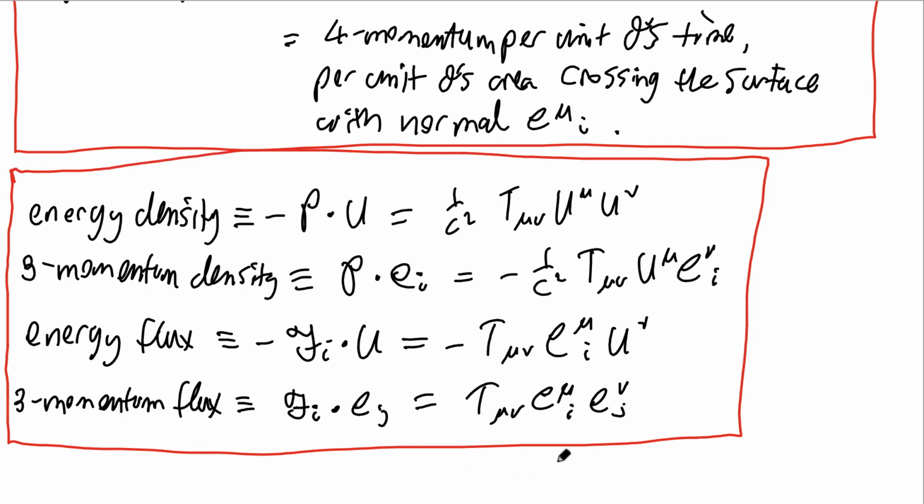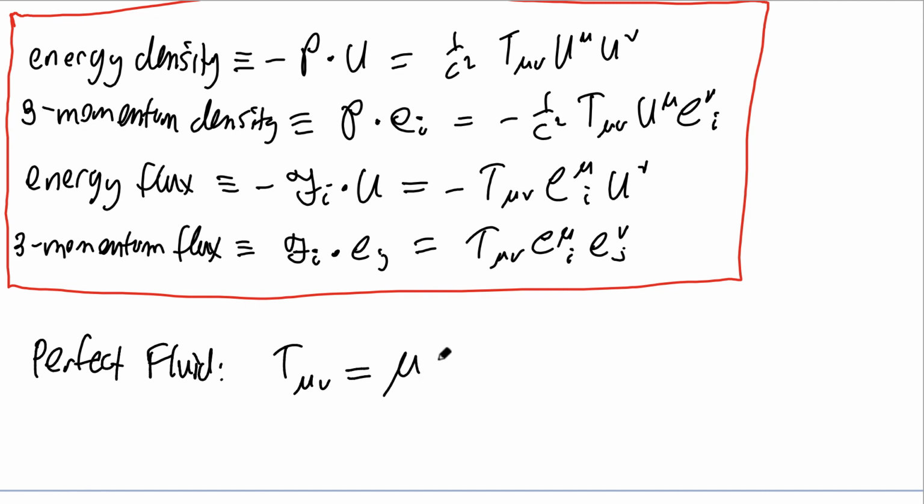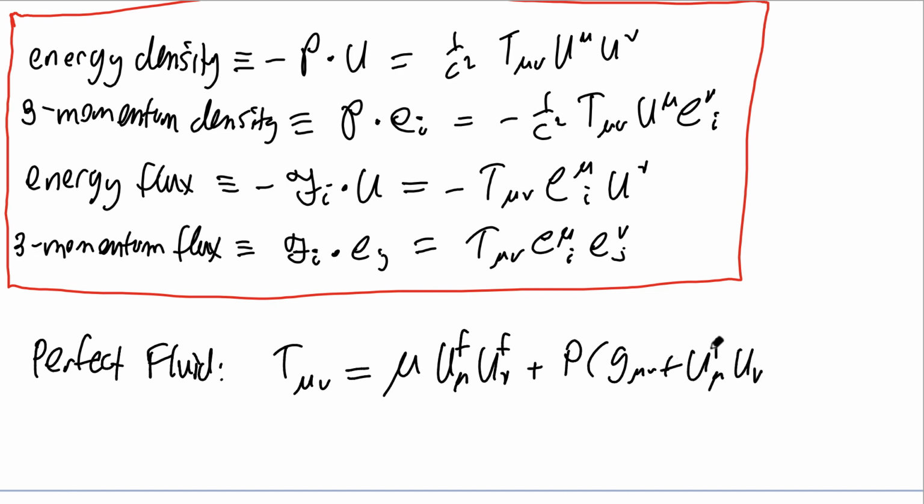What I'd like to do next is spend some time working through a specific example to help make sure these definitions make sense. So recall that a perfect fluid has stress-energy-momentum tensor given by the mass density μ times u^μ u^ν, that's for the fluid, plus the pressure times g^{μν} plus u^μ u^ν for the fluid, and we're keeping factors of c in all of our equations in this lecture.